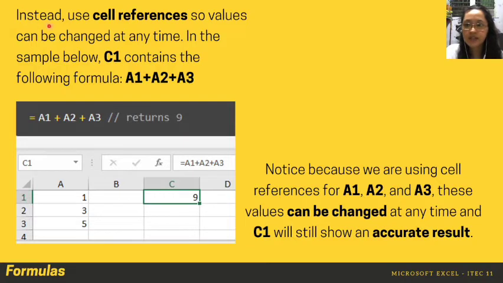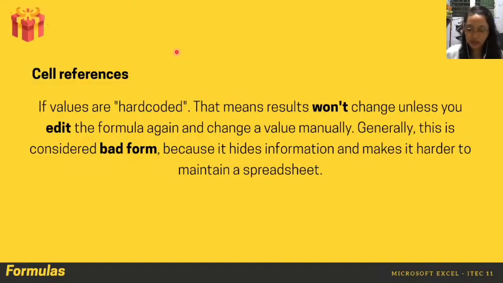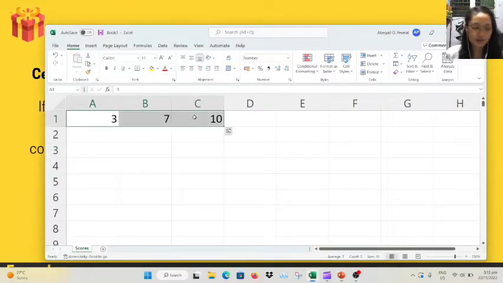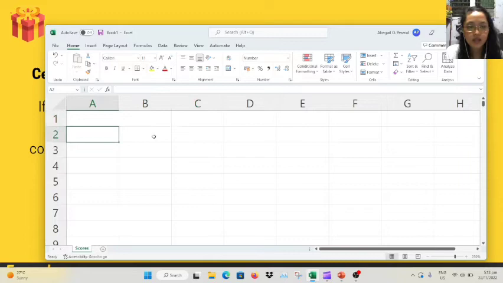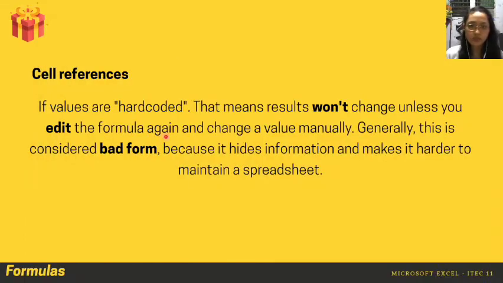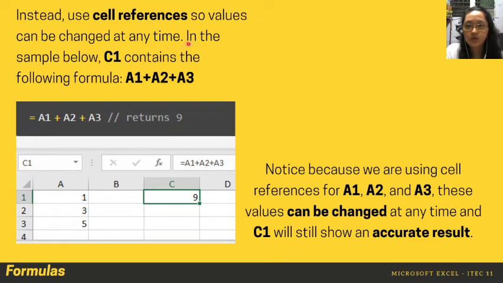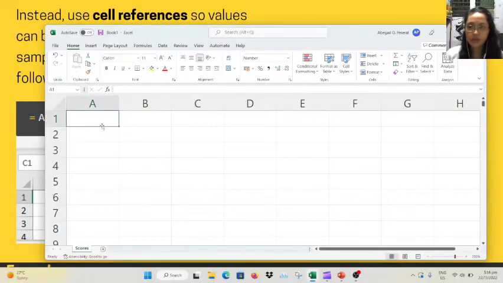So we have here, instead, use cell references or referencing, so values can be changed at any time. So that is an example of cell referencing. So by default, we are using cell referencing. In the sample below, C1 contains the formula A1 plus A2 plus A3. So we have 9. So let's copy that one.